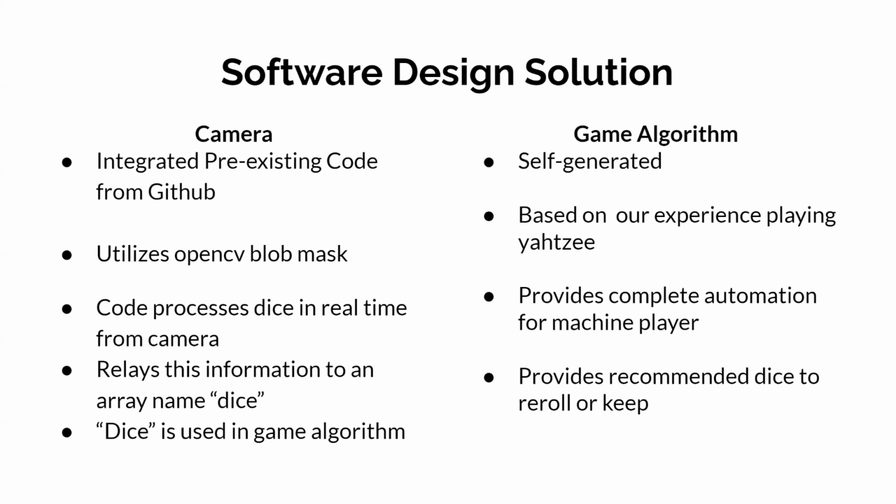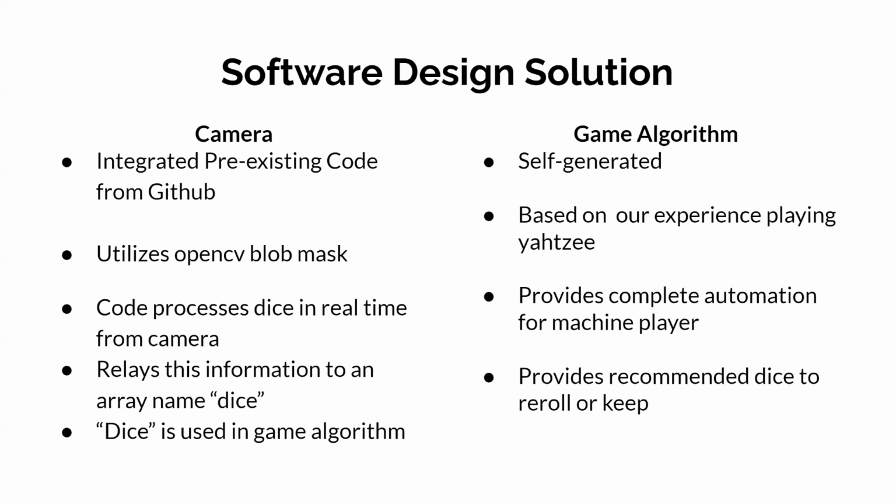Our game algorithm was self-generated. We looked at some stuff online, but it was all graduate level research papers, so we just decided to base it on our own experience playing Yahtzee. It's a lot of if statements. For example, if we have a small straight, let's check if it's over 20, and if not over 20, then we'll just take a lower category. Just providing some general guidelines. But with our general guidelines, it allows for complete automation from the machine side, so a player can play a complete game against an autonomous opponent to completion.